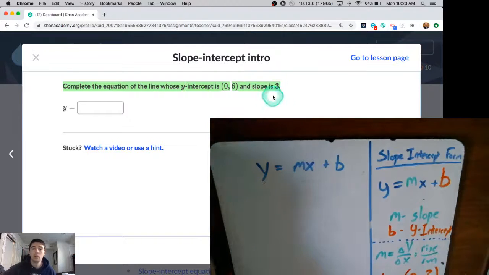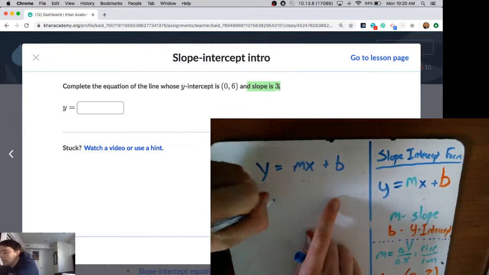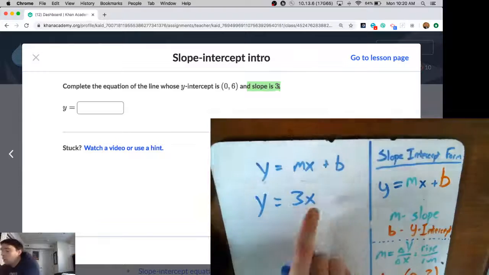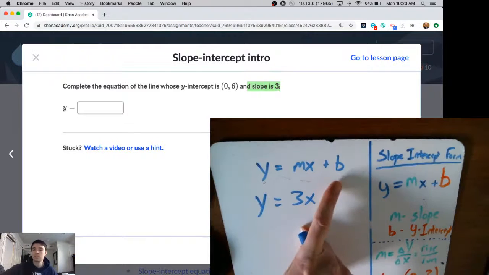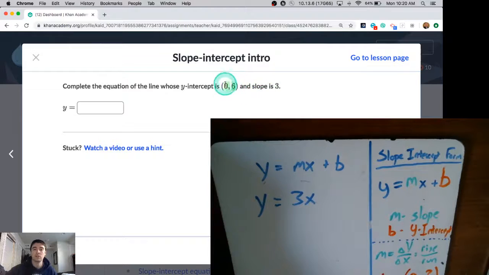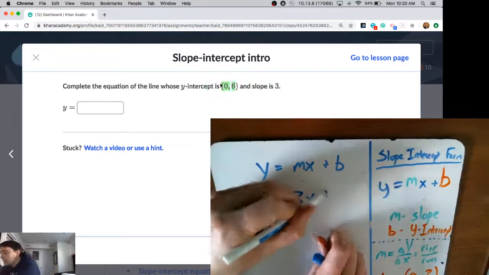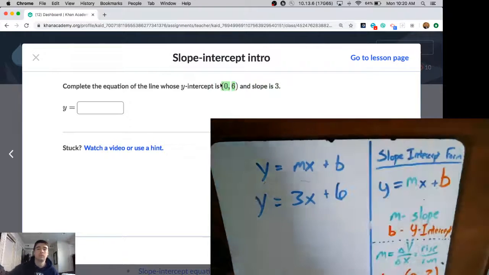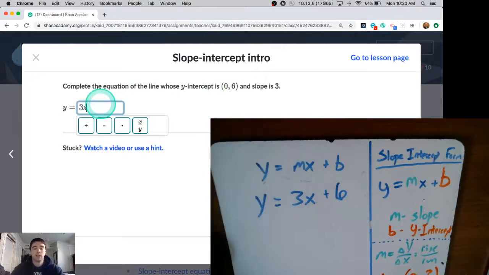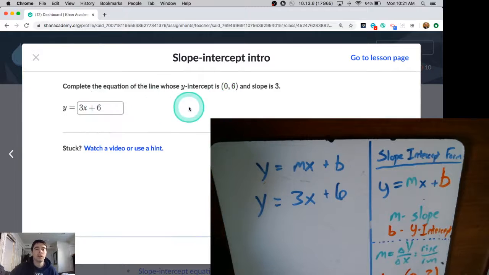Here, our slope for this line is 3. So I'm going to plug a 3 in for my m. Now the coefficient of x, the number multiplied with x, the slope, is 3. And the y-intercept, the plus b, in this case, if the y-intercept goes through 0 and 6, that means a plus 6 for the y-intercept, or the b. So that's how I get to y equals 3x plus 6. Part of what we love about slope-intercept form is that once you know the slope and the y-intercept of your line, you can quickly write an equation to match it.